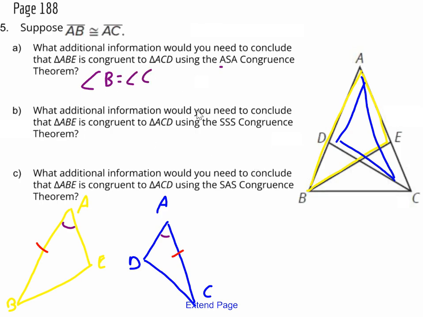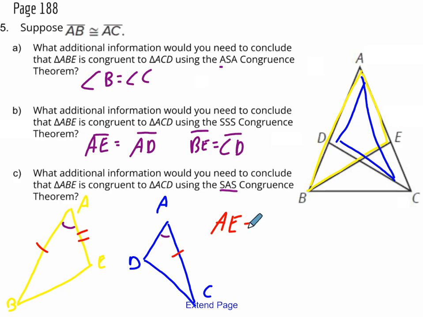What would I need to know to prove that these two triangles are the same by side, side, side? Well, I only have one side that is the same, so I would need to prove that side AE is the same as AD, and that BE is the same as CD. And then what additional information would I need for side, angle, side? That's going to be an included angle. So I would need to know that side AE, this side, would be the same as AD, that side.